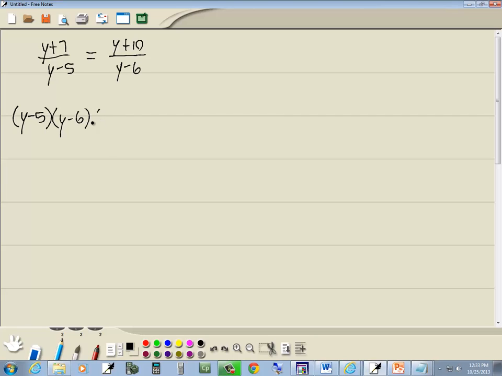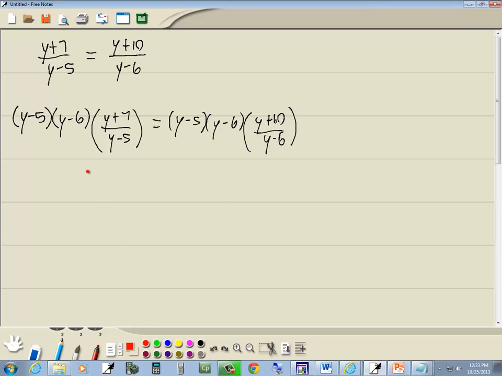So this is our LCM, and we'll multiply it times our first fraction, and we'll multiply it times our second fraction. Well, the y minus 5 is going to cancel here, and the y minus 6 is going to cancel here. Let's see what we have left. We have y minus 6 times y plus 7. And over on this side we have y minus 5 times y plus 10.